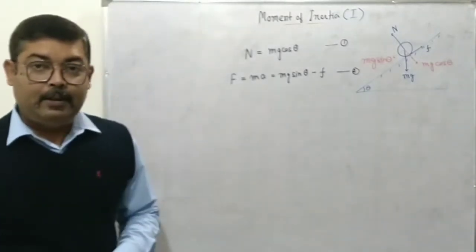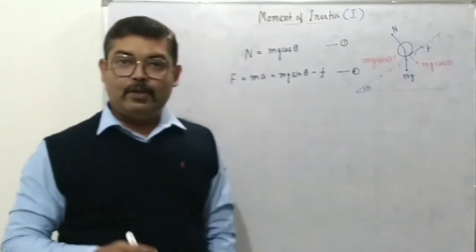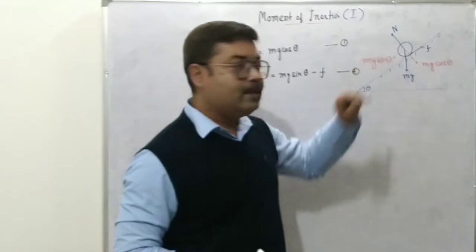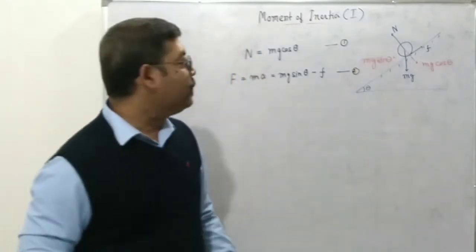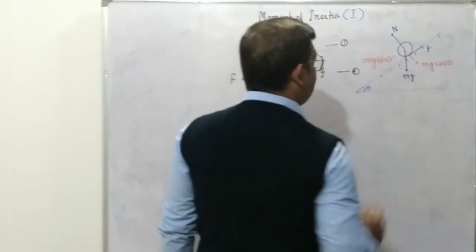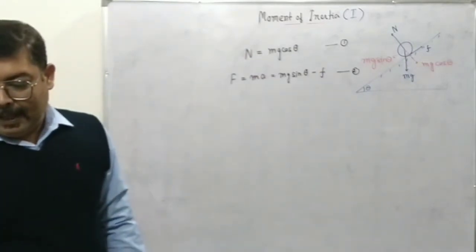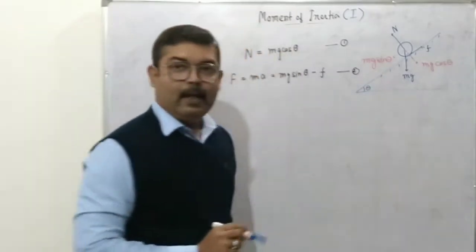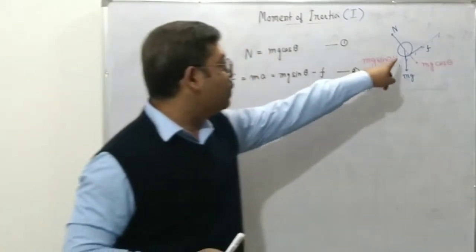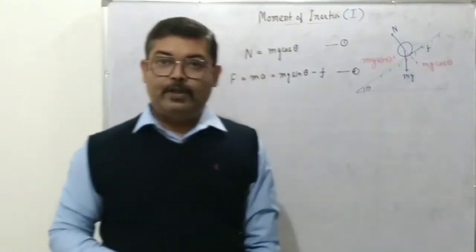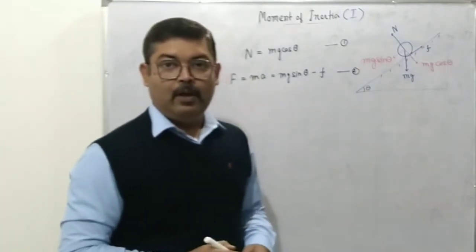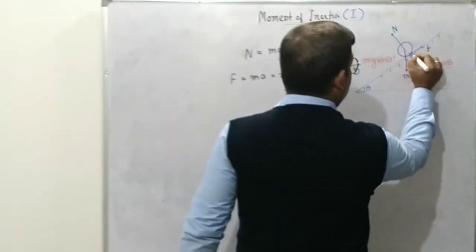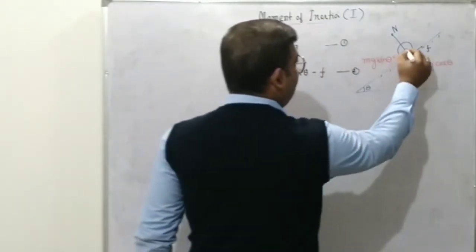Now let us consider that since it's a rigid body, we can always consider its whole mass to be concentrated at the center of mass, which in this case is the center of the body. So if the mass is concentrated here and the force of friction is acting at the circumference of it, this force of friction is responsible for a torque. So this is the force of friction and this is at a 90-degree angle with the radius vector.